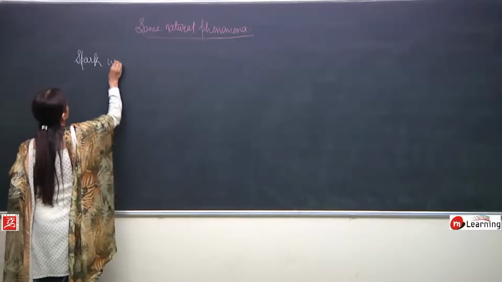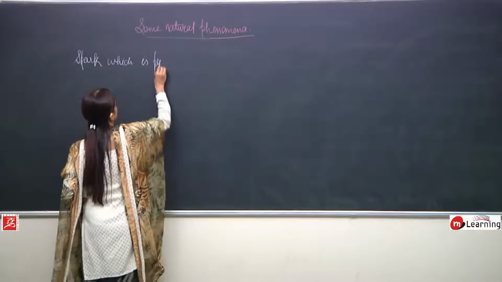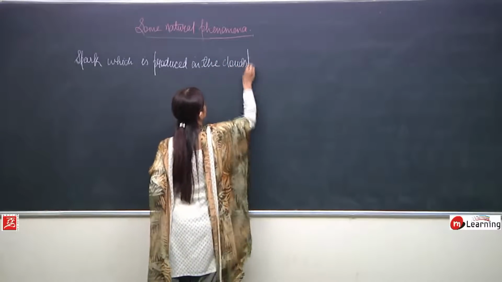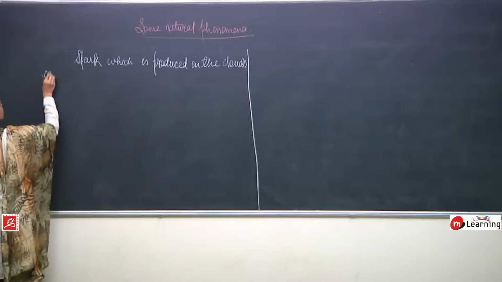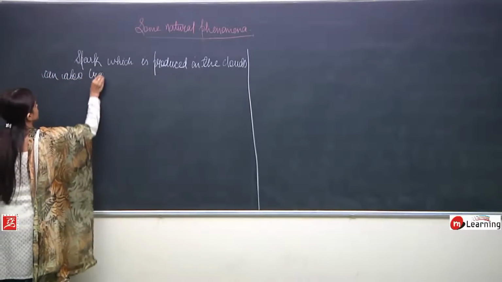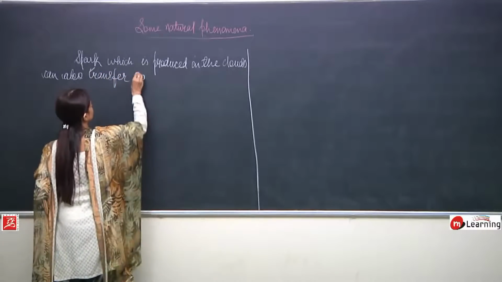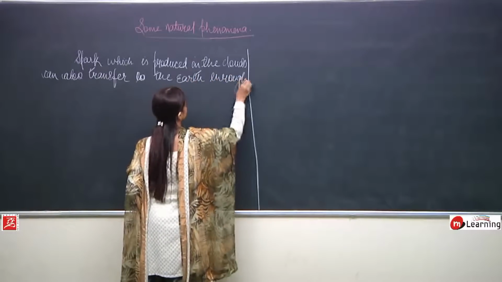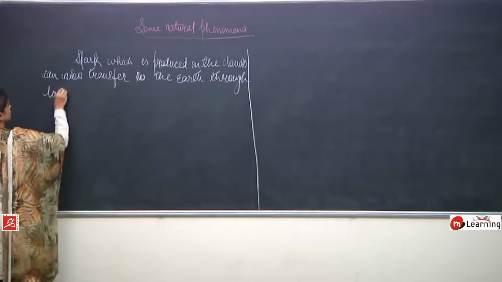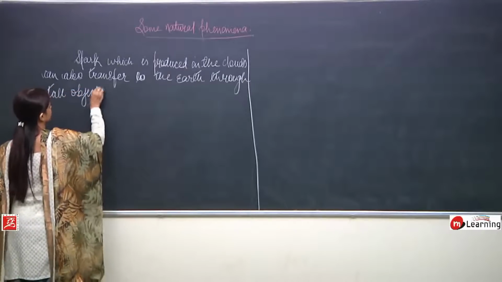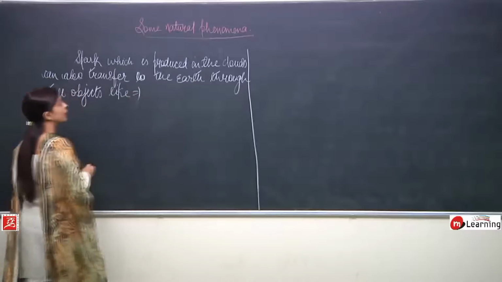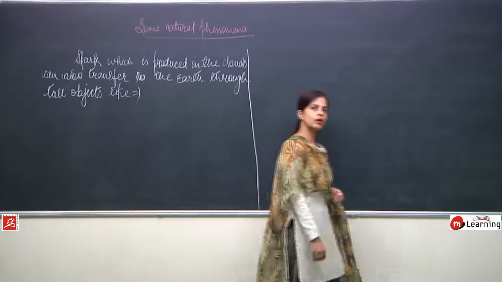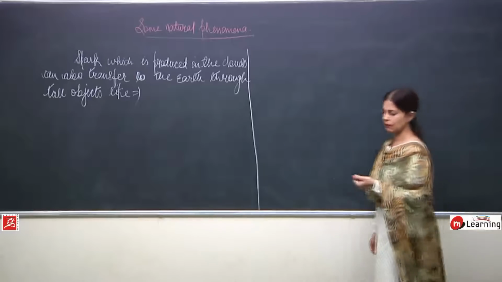Spark which is produced in the clouds can also transfer to the earth through tall objects like... Whatever charge is produced in the sky can also come down through tall objects. Which tall objects, children? It can be tall buildings, tall towers, tall chimneys.